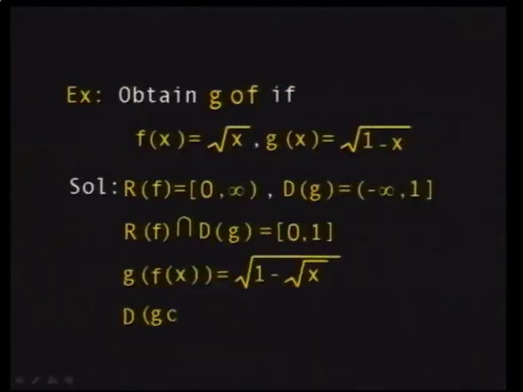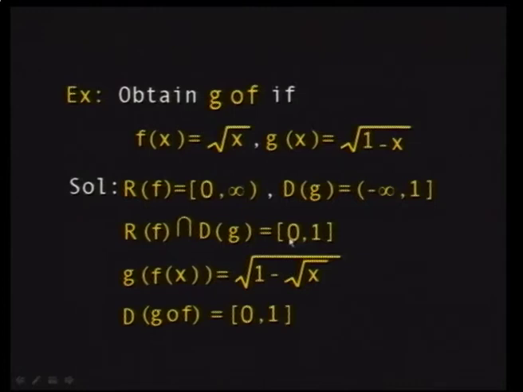Here is a different problem. Here f of x is equal to square root of x, and g of x is equal to square root of 1 minus x. Now he wants what? g circular f. Which comes first? f. So f comes first. Now we calculate the range of f. The range of f is from 0 to infinity. And the domain of g is from minus infinity to 1. So is there any intersection between the two? Yes, indeed, it's from 0 to 1.